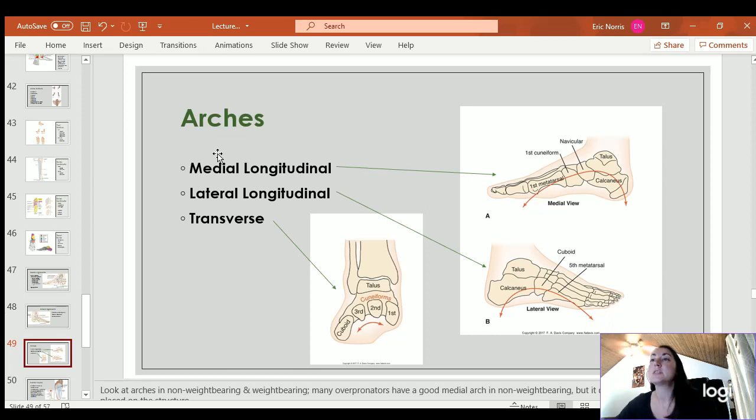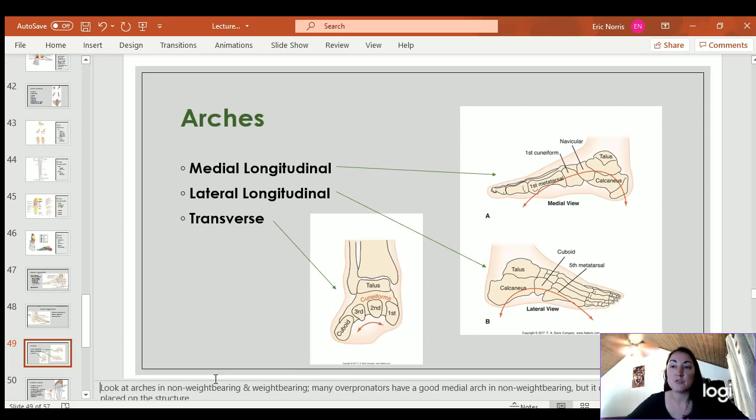So arches. We have 3 arches in our foot. The transverse arch, as in that transverse plane. The medial arch is on the medial portion and the lateral arch on the lateral portion. You always want to assess the arches in a non-weight bearing position and a weight bearing position, because oftentimes in non-weight bearing it looks like a nice, good arch, and then as soon as they weight bear, the arch disappears, just because of the amount of weight placed on it.